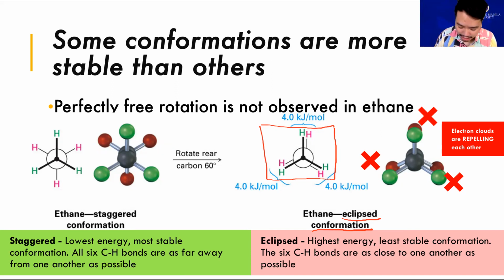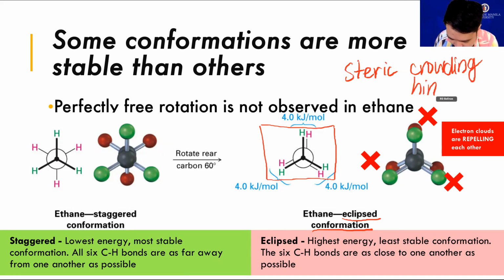This phenomenon is called steric crowding, or most books actually call it steric hindrance. So they're hindering each other, they're blocking each other, trying to take each other's space. So steric hindrance, or yun nga, the electron clouds are crowding each other, crowded. So steric crowding, they mean the same thing. Okay. And so repulsion and steric hindrance cause this particular eclipsed form to be very high energy.